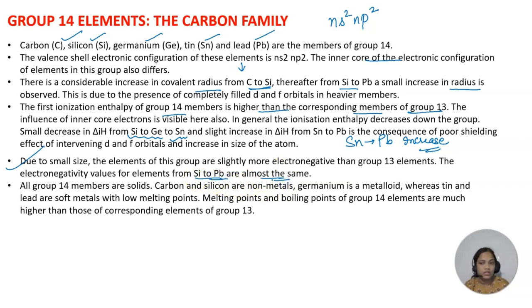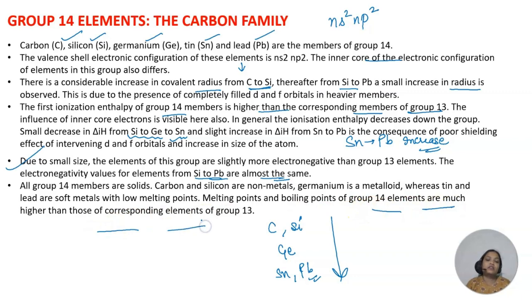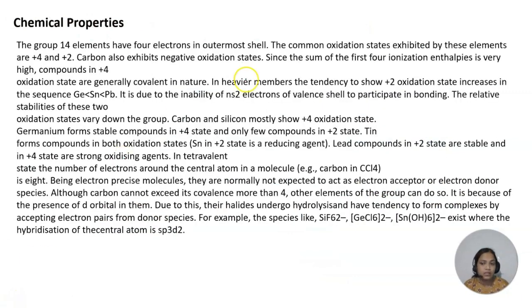So all the group 14 elements are solids. Carbon and silicon are non-metals. Germanium is a metalloid. And tin and lead are soft metals with low melting point. So what we are seeing is that when we move down the group, metallic character is increasing, and this happens in every group. And melting and boiling points of group 14 elements are higher than those of group 13 elements. Now let's talk about chemical properties.